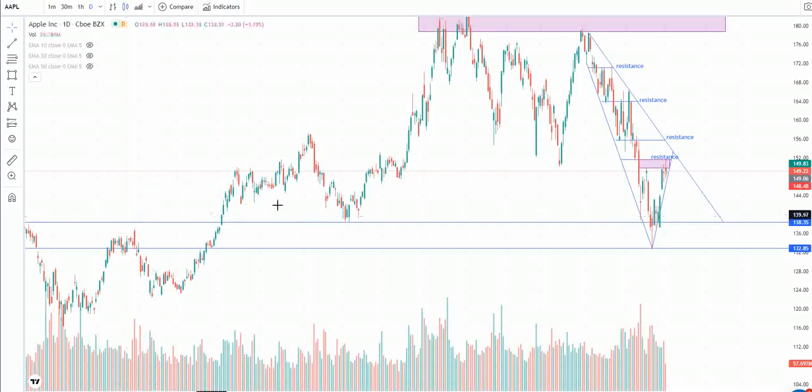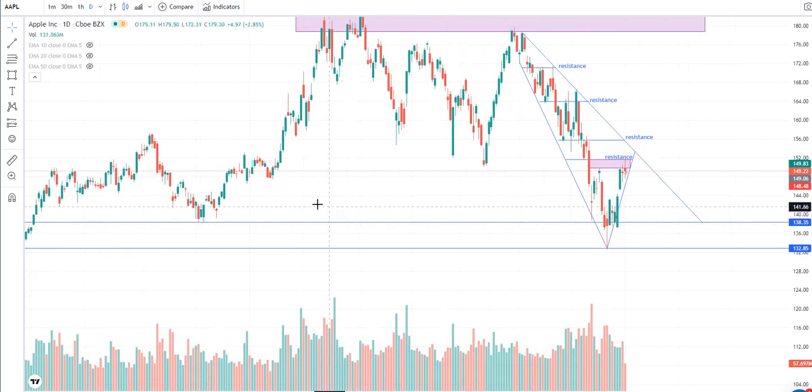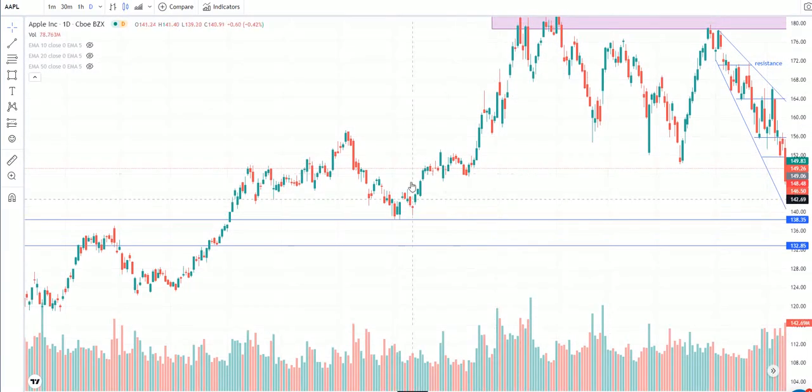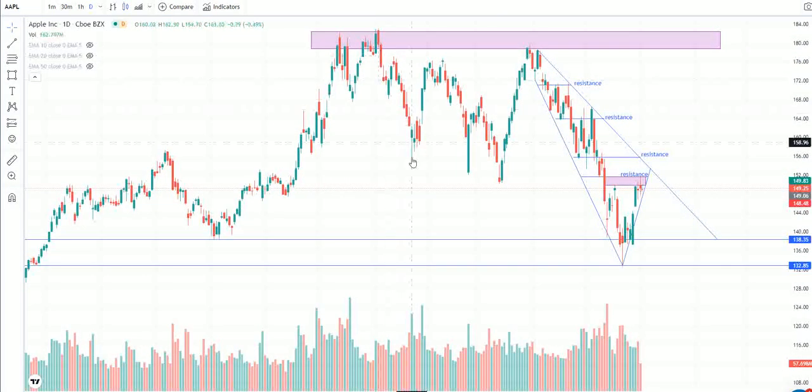Here before, when it came to this point, it got rejected. It did not even tap in. It just touched it and then got rejected, and we have a nice massive bull run. That was last year, October all the way to December. As you can see, very massive there, and then we got a drop back down.